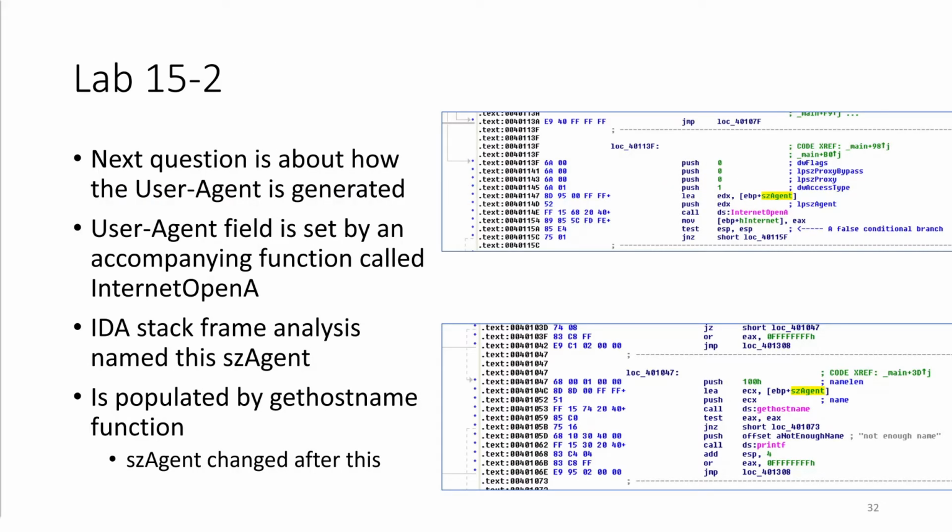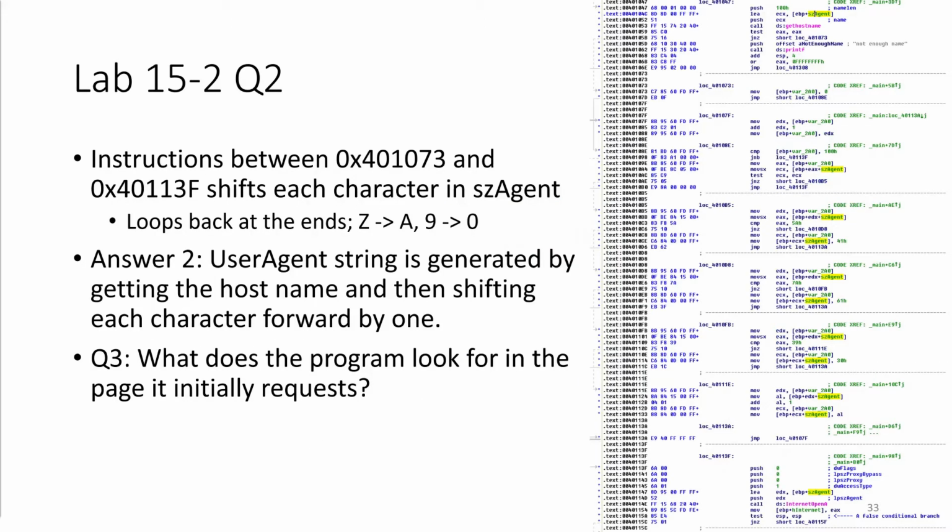The next question in Lab 15-2 asks about how the user agent string is generated. The user agent field is set by an accompanying function called InternetOpenA. And during my analysis, IDA named the user agent variable szAgent, but in the book walkthrough it was called name. The szAgent variable is populated by a call to the gethostname function. And we're getting pretty close, but this isn't quite the whole answer. So we'll get to that in the next slide.